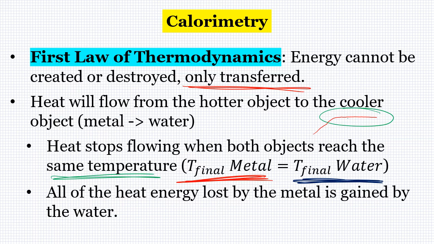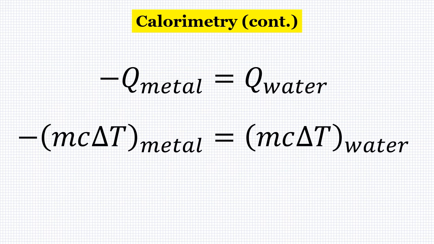So all of the heat energy from the metal is going to be transferred to the water. Now this is key. Our metal is going to be losing heat energy, so it's going to have a negative Q value. The water is going to be gaining energy, so it's going to have a positive Q value.